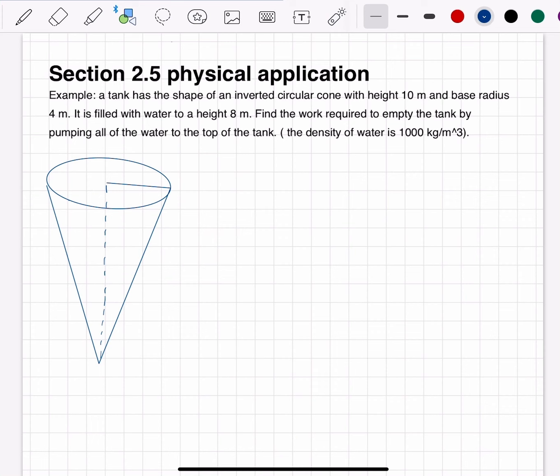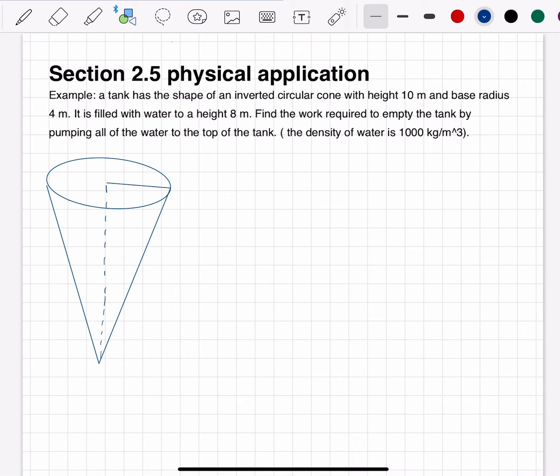Find the work required to empty the tank by pumping all of the water to the top of the tank. So this is a work-related physics problem. Here is some pre-knowledge we need: work equals force multiplied by the height, or work equals force times distance. For this case, the distance is the height.